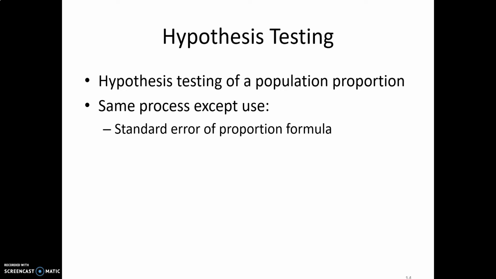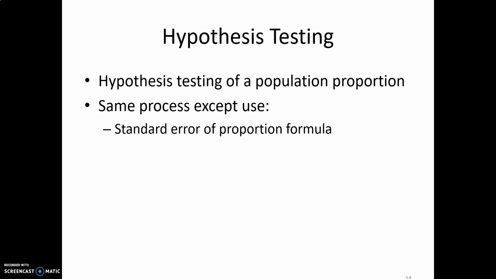We've done a hypothesis test for the average when the population standard deviation was known. That was the example with McDonald's. We've done a hypothesis test for the average when the population standard deviation was not known, and that was the city of Red Deer average income example. Now we'll be doing another type of hypothesis test.